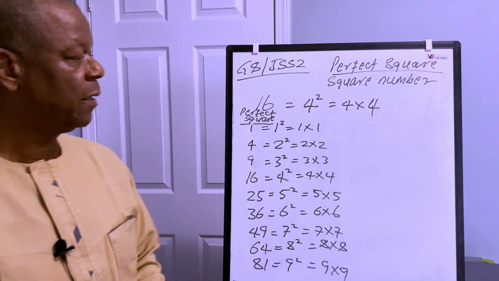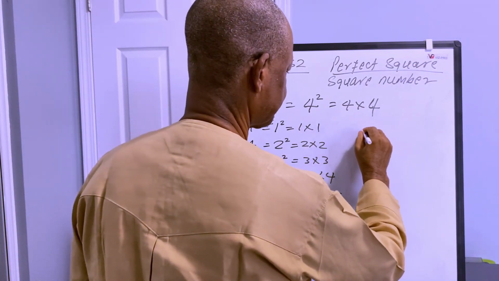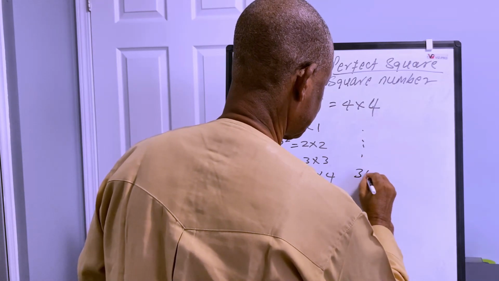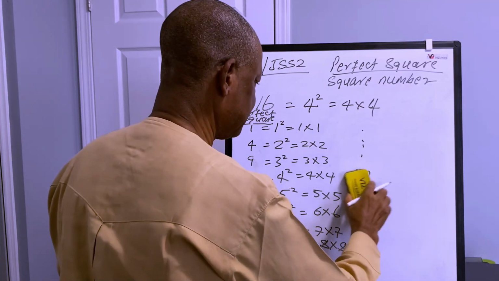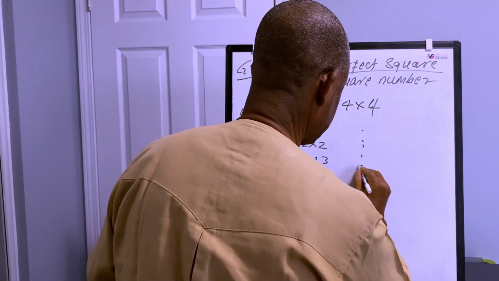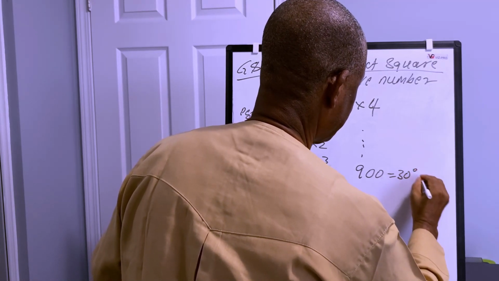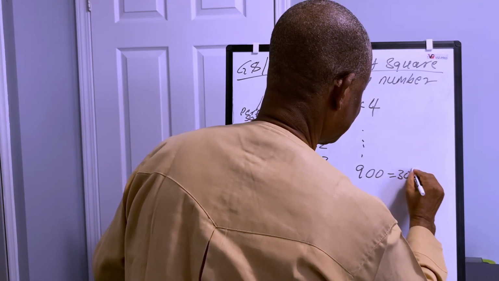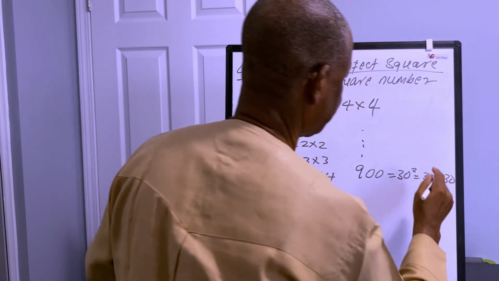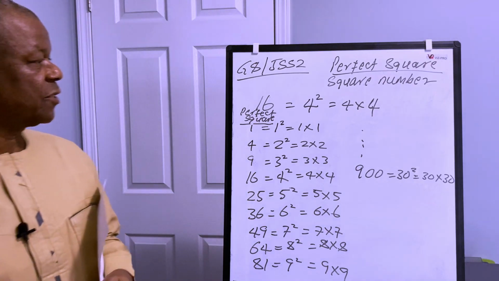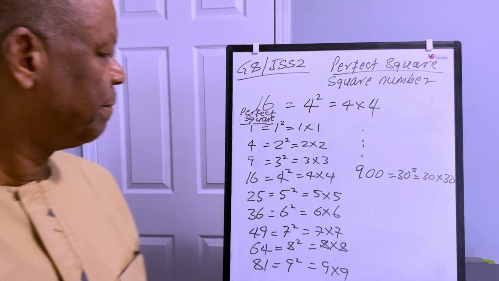I will expect you to continue from here up to 30. That is up to 30 square, which will give us 900. This is 30 squared, which is 30 times 30. This is perfect square. I hope that is clear.